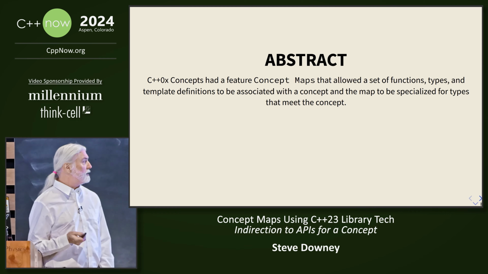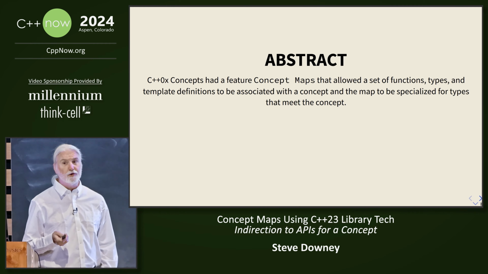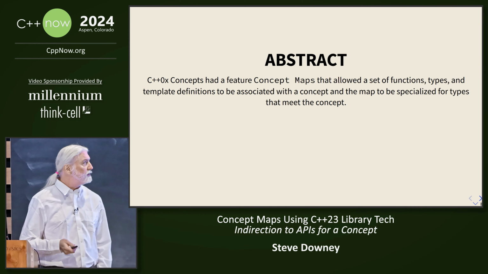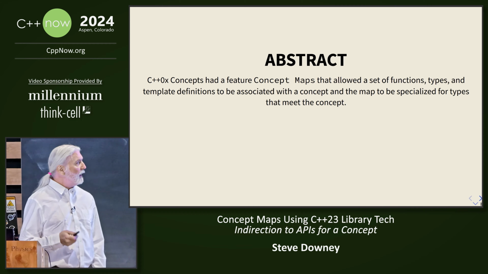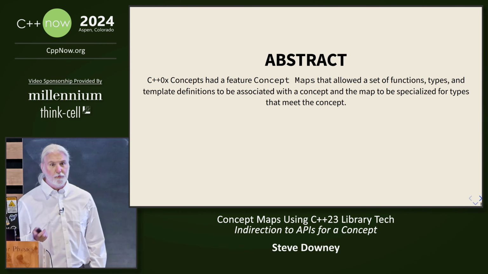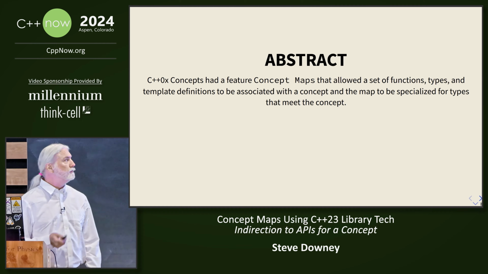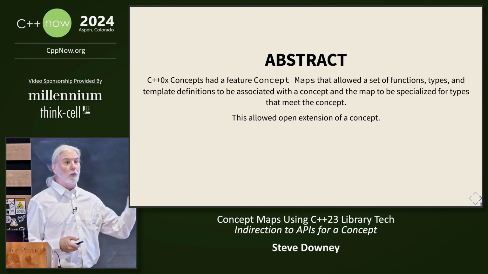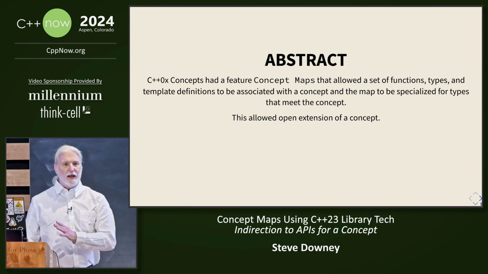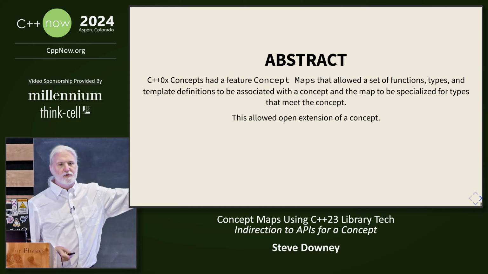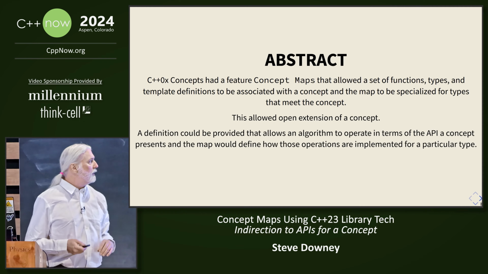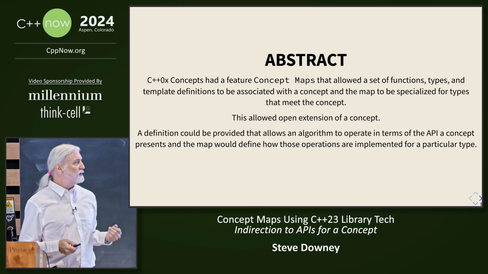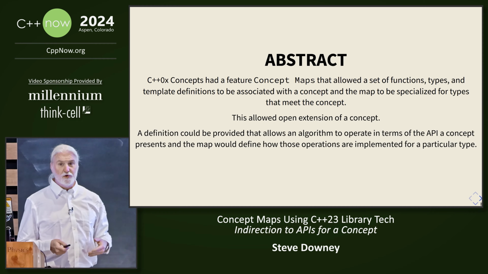C++0x concepts, if you're that old, had a feature called concept maps. It allowed a set of functions, types, and template definitions to be associated with the concept, and the map to be specialized for types that meet the concept. It allowed for open extension of a concept. You could say, oh, this is how my thing meets that concept's requirements. And a definition could be provided that allows an algorithm to operate in terms of the API a concept presents.